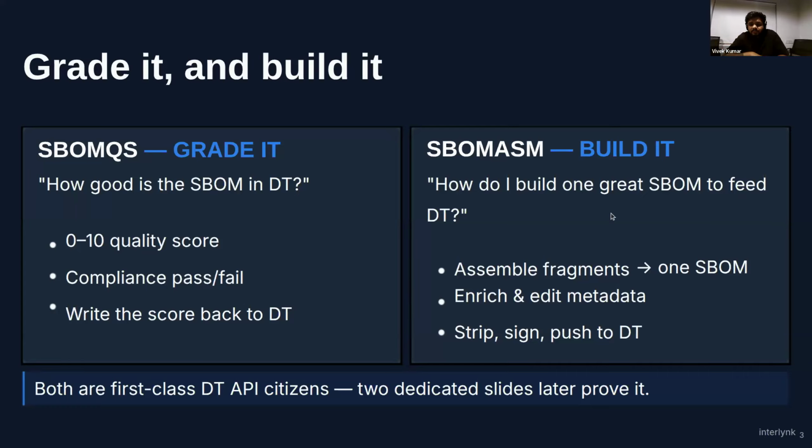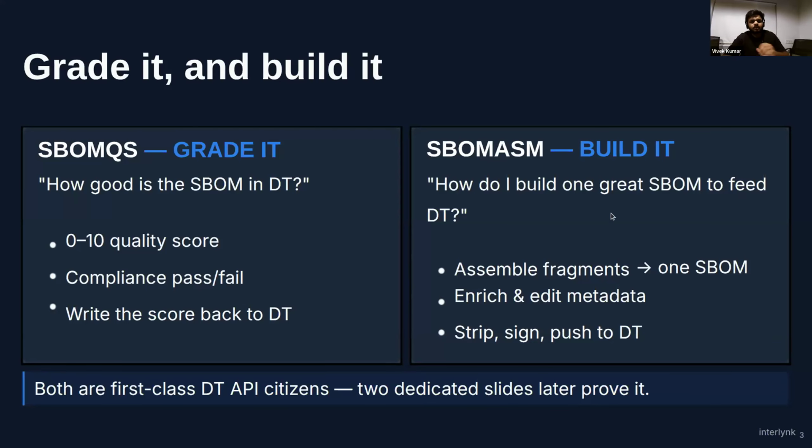Whereas SBOM ASM simply builds it. It has multiple functionalities. One of the major functionalities is to merge multiple SBOMs into a single unified SBOM, which is called assembling SBOMs. Another functionality is to enrich the SBOM, edit the metadata and all, and sign and push it back to Dependency-Track. And both support the Dependency-Track API.